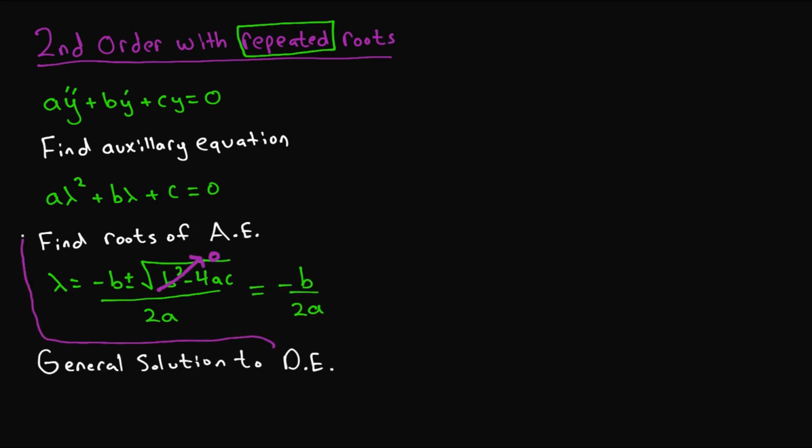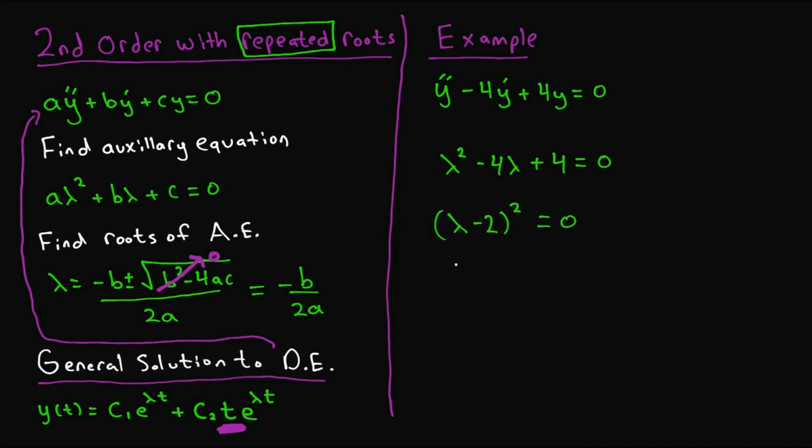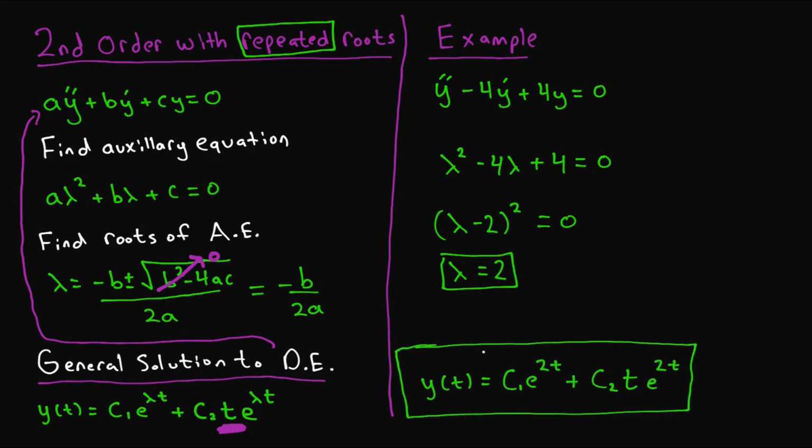Now the general solution looks like this. We have y of t is equal to c1 e to the lambda t, but we also have to include a term of the form c2 times t e to the lambda t. Our example will be y double prime minus 4y prime plus 4y is equal to 0. Our auxiliary equation is lambda squared minus 4 lambda plus 4 is equal to 0. This factors into lambda minus 2 squared is equal to 0, which has a repeated root of lambda is equal to 2. Then our general solution is y of t is equal to c1 e to the 2t plus c2 t e to the 2t.